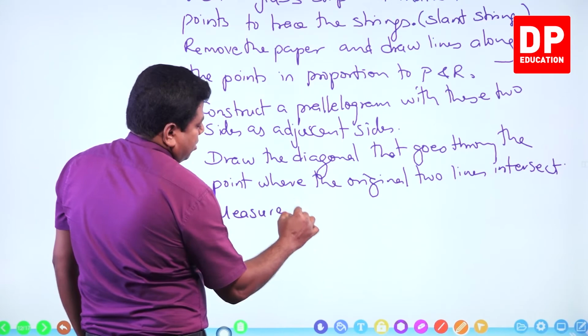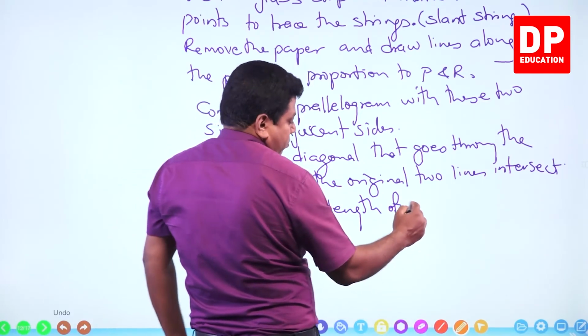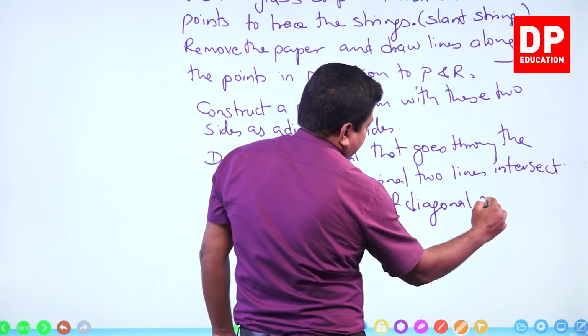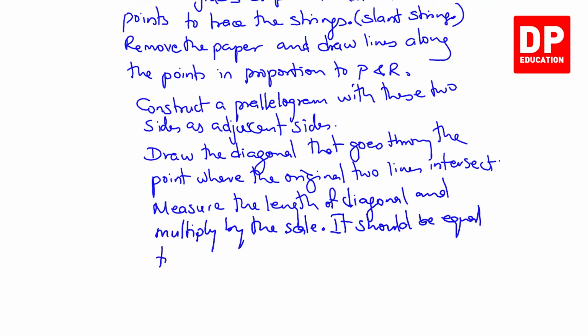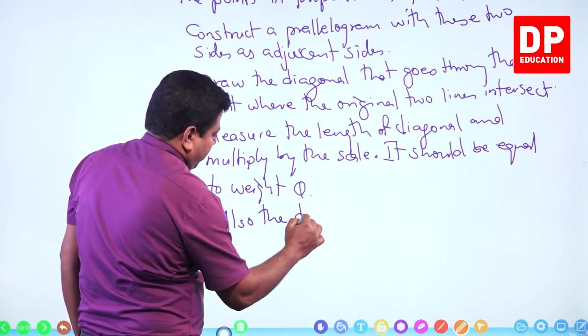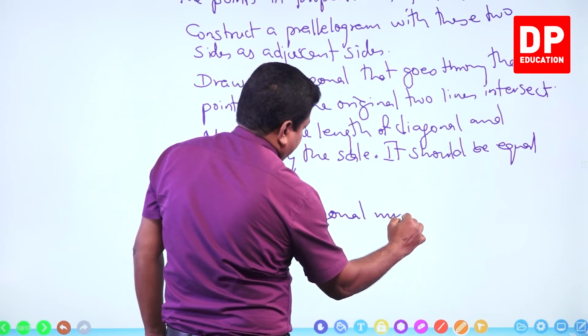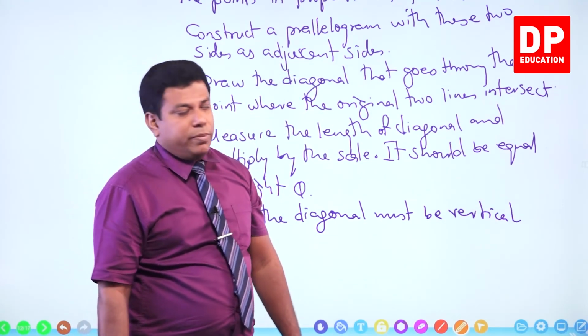Measure the length of the diagonal and multiply by the scale. It should be equal to weight Q. Also, the diagonal must be vertical. That's a complete step of this experiment, right?